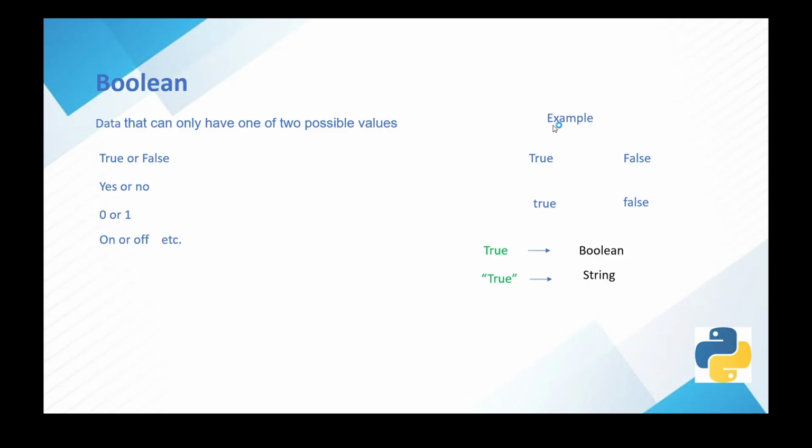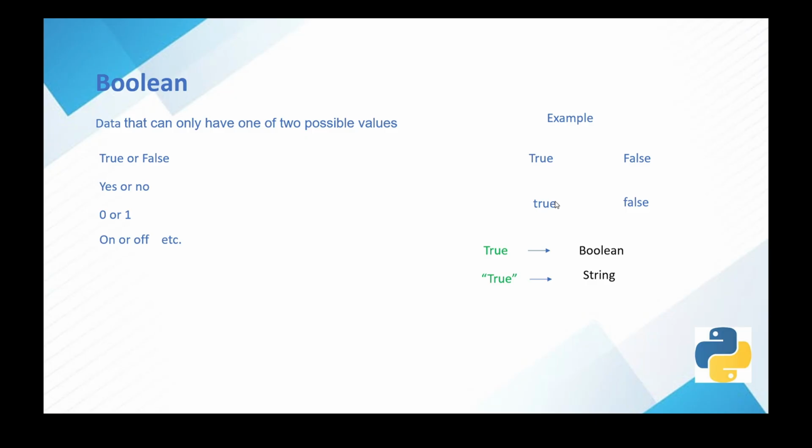Example, T is a capital, and the remaining letters R, U, E are small letters. So whenever we are writing Boolean True, the first letter must be a capital letter, and the remaining three letters are small letters. Similarly, for False, the first letter should be a capital letter and the remaining letters should be small letters. We can't write small t, r, u, e. If we write like this, we get an error.